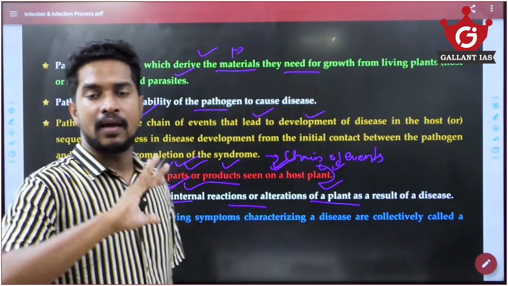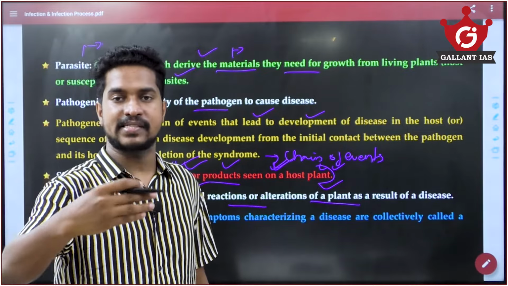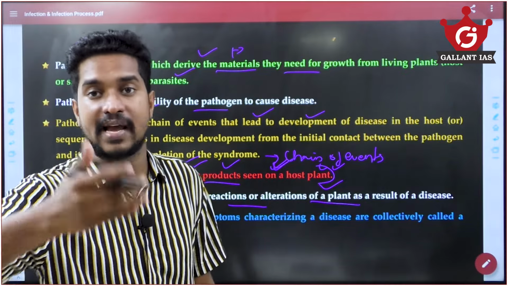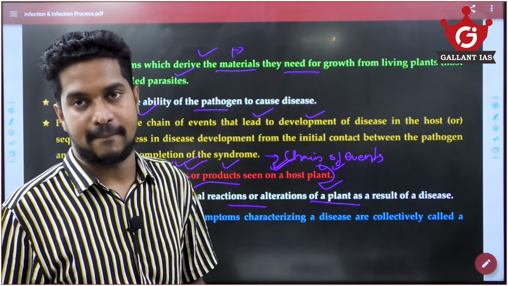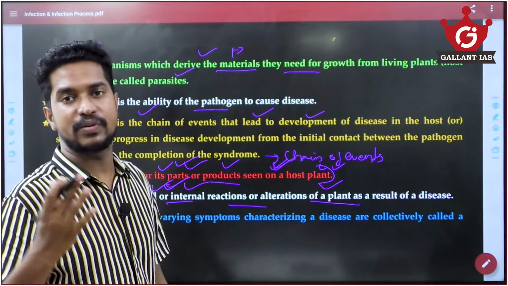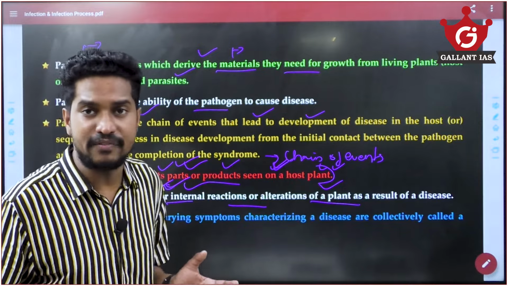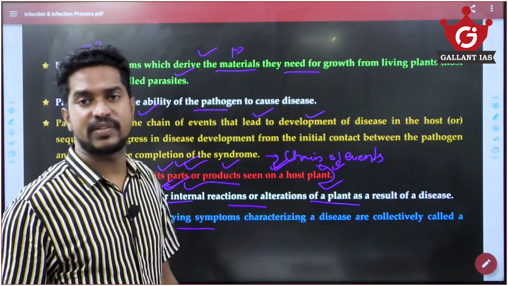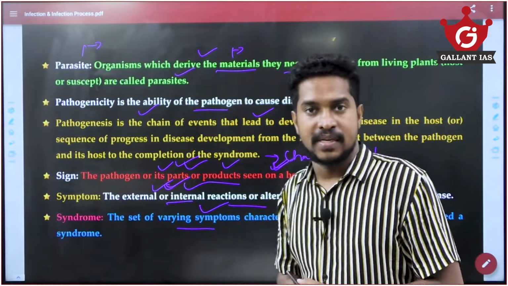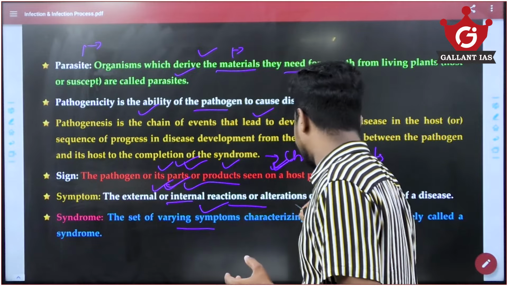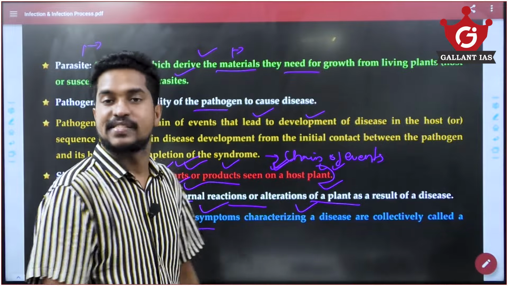Normally a pathogen may act on the host plant, and by the action of that particular pathogen it may cause disease on the host plant. So symptom means both the external and the internal reactions or alterations of a plant as a result of disease. And the last one is syndrome. Syndrome means the set of varying symptoms characterizing a disease, which are collectively called a syndrome.